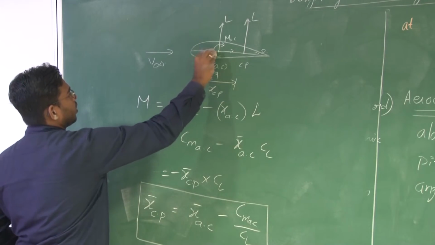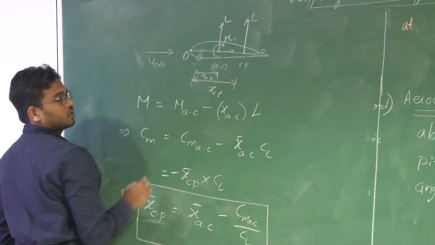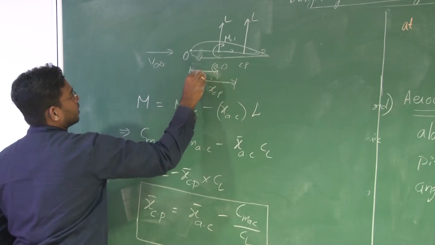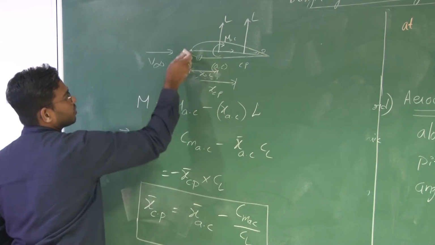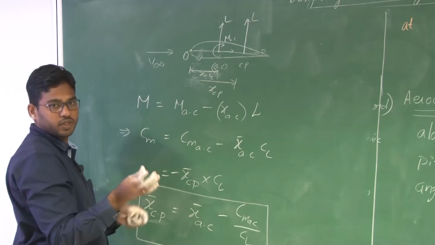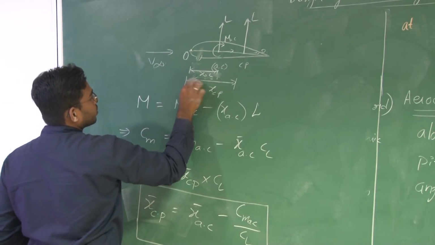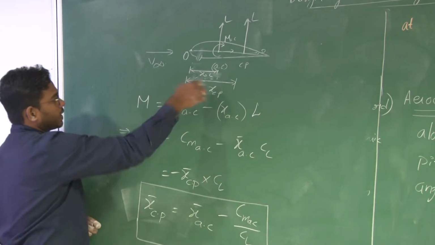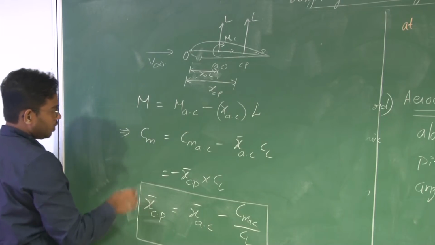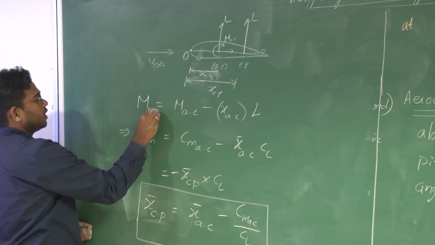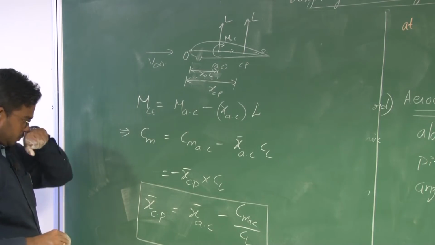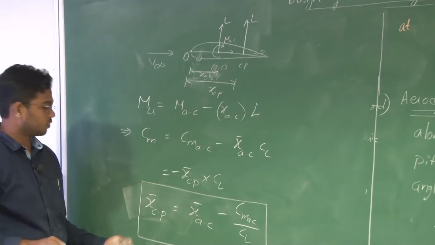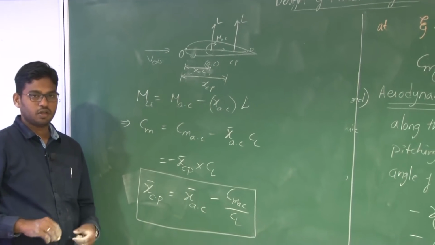Let us say this point O is at the leading edge, and please correct this: you can consider this as XAC. Otherwise, you have to consider XO and take the difference between them. I would like to use the leading edge as a reference point to measure the length. So XAC and XCP, and now this becomes the moment about the leading edge. Now XCP is equal to XAC minus CmAC by CL. So this is the relationship between center of pressure and aerodynamic center.